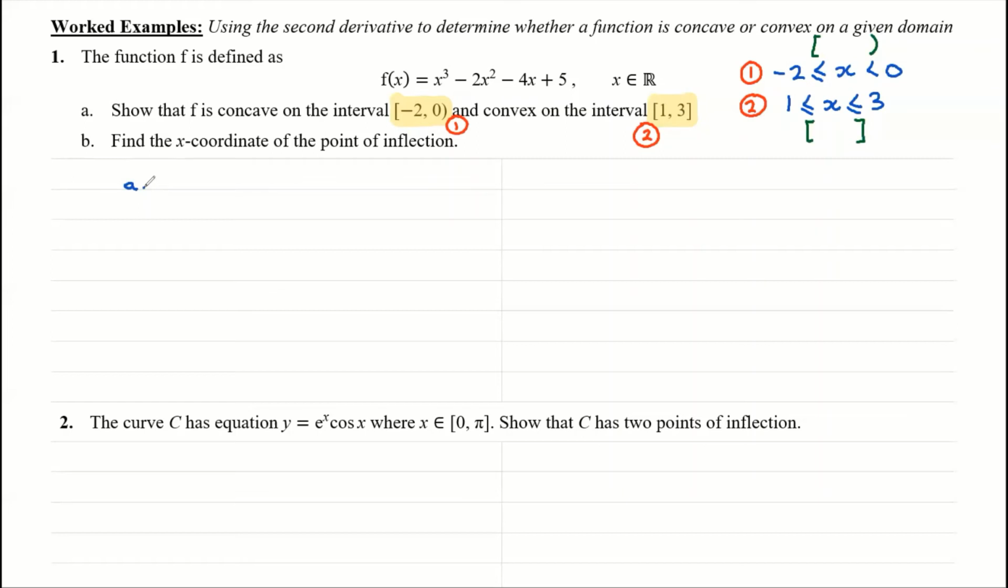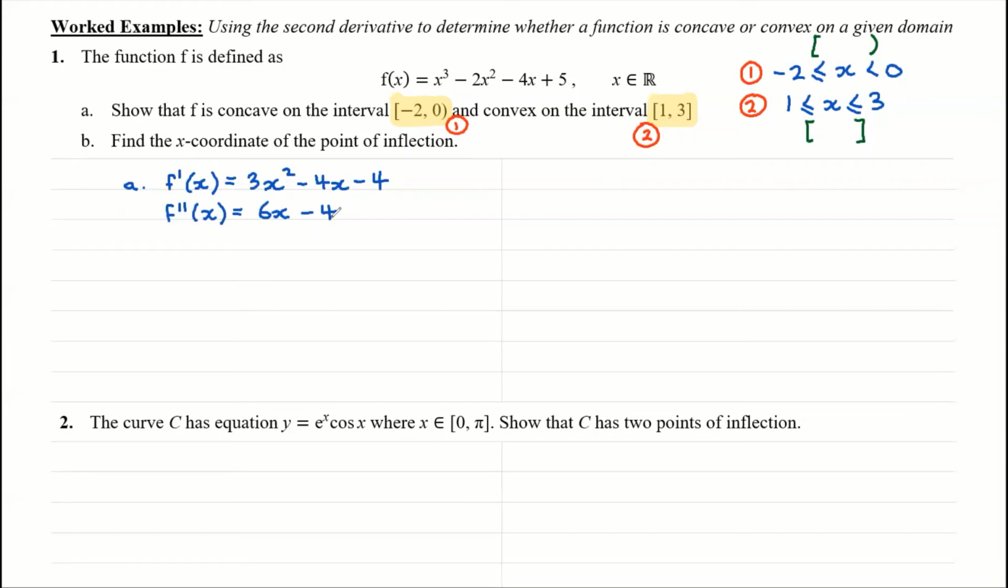Well, the first thing we need to do is to find the second derivative. So to do that, we've got to differentiate twice. So if we differentiate, the first derivative is going to be 3x squared, subtract 4x, subtract 4. And then if we differentiate again, we've got f double dash x is going to equal 6x subtract 4. So that's the differentiation done.